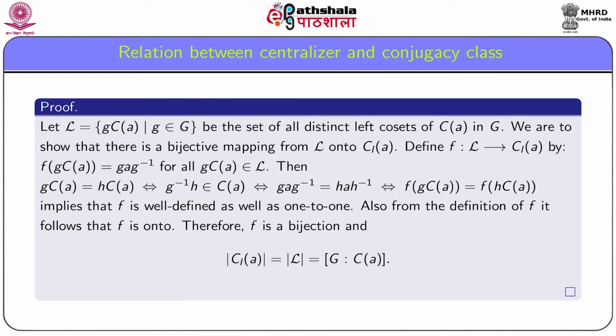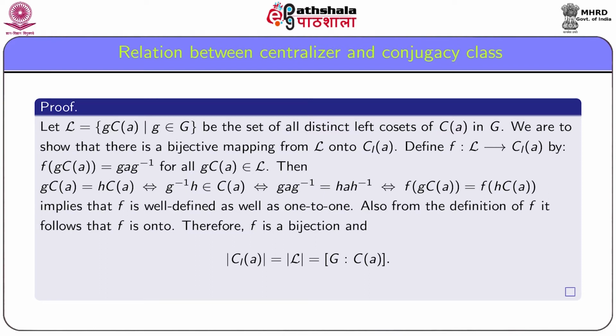Let us denote the set of all left cosets of C(a) in G by script L and define a mapping f from script L into Cl(a) by f(gC(a)) is equal to gag inverse. Since the elements in L may have different representations, first of all we are to establish that the mapping as we have defined here is well defined.